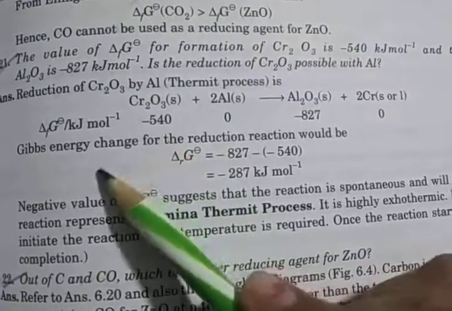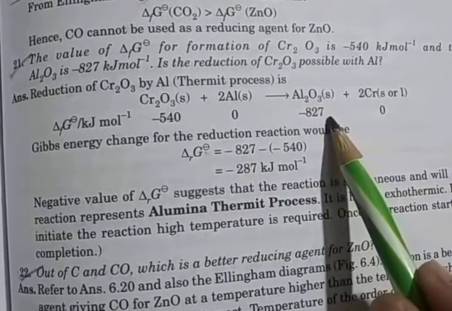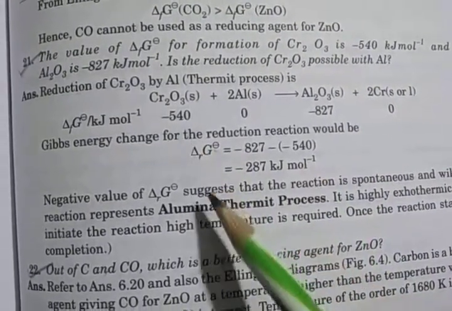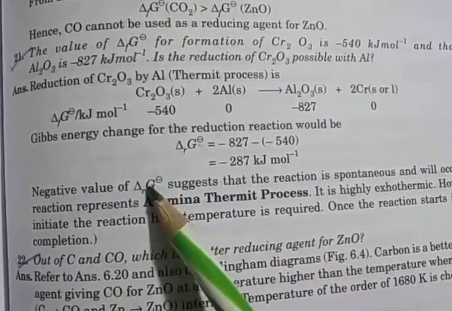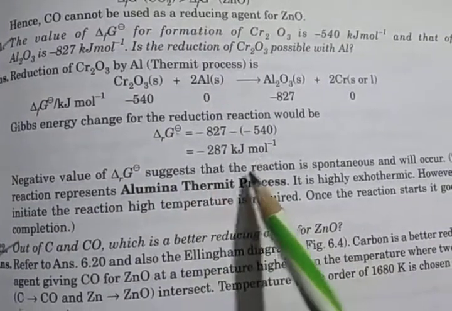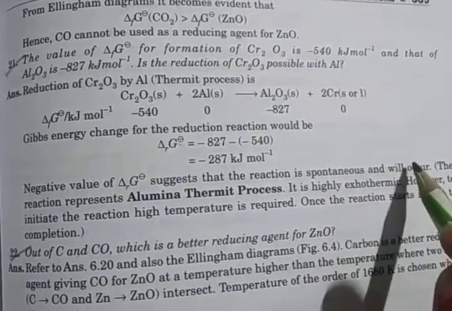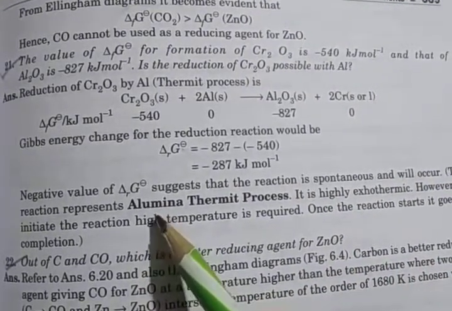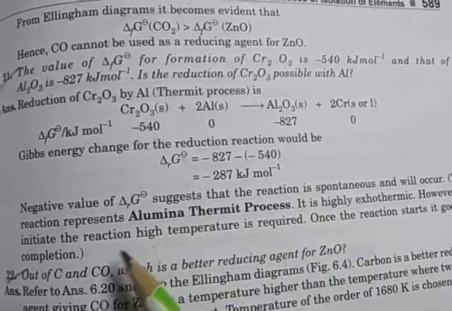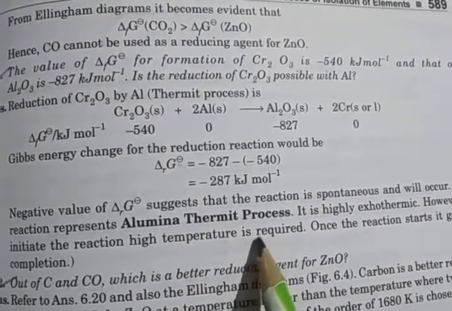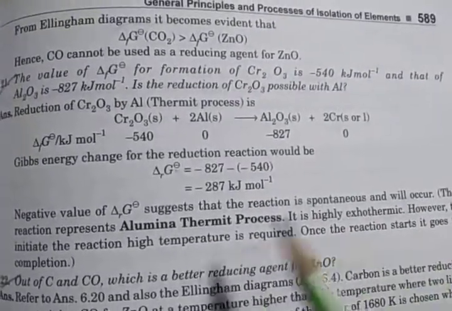So the Gibbs energy change delta G is equal to minus 827 minus (minus 540), so minus 287 kilojoule per mole. The negative value of the Gibbs energy suggests that the reaction is spontaneous and will occur. This reaction represents the alumino thermit process. It is highly exothermic, and to initiate the reaction high temperature is required. Once the reaction starts, it goes to completion.